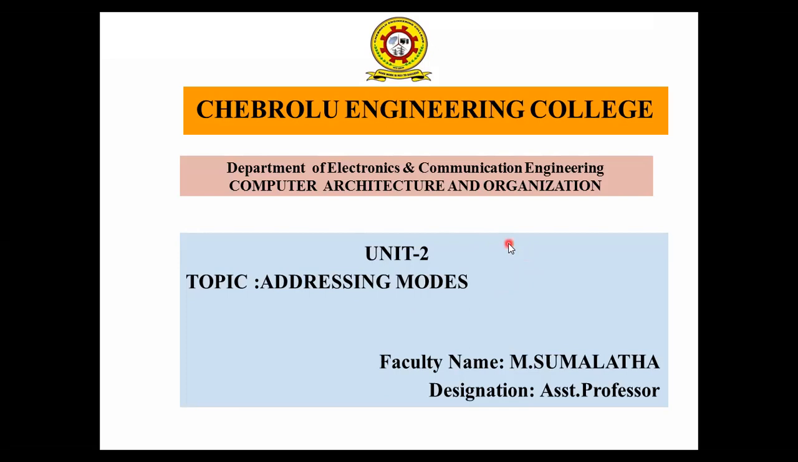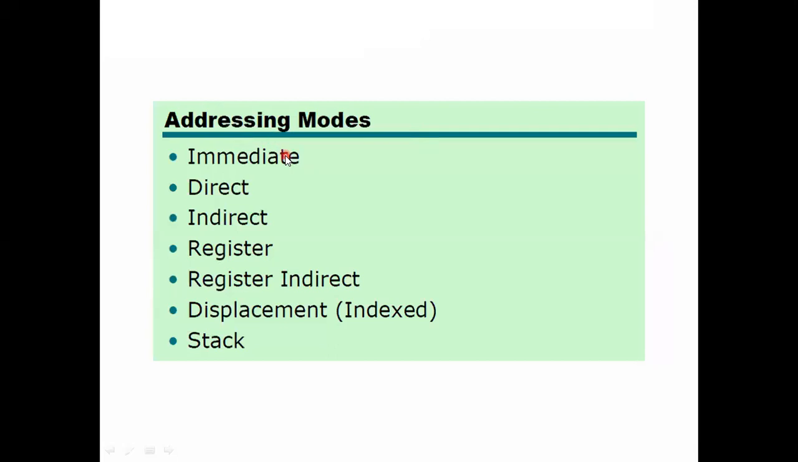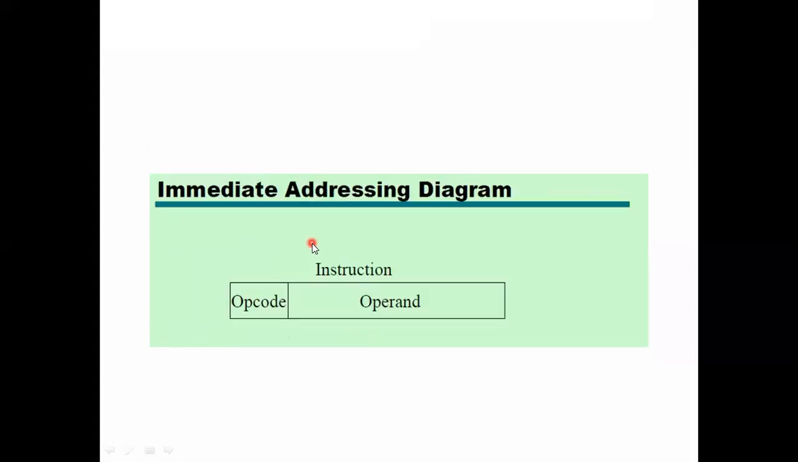So what are the addressing modes? The addressing modes are immediate, direct, indirect, register, register indirect, and displacement, that is indexed. These are the addressing modes. The first one is immediate addressing mode, where the instruction has the format of opcode plus operand.